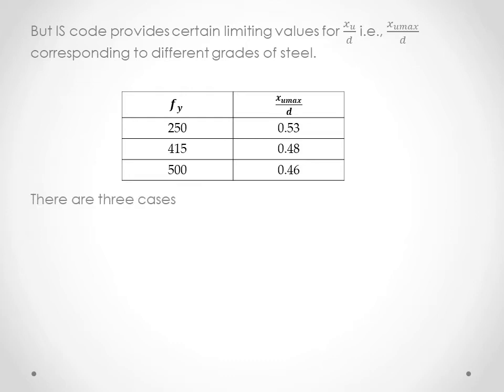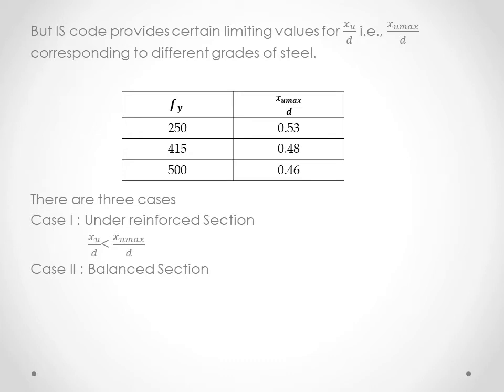Now there are three cases that we have to consider when you analyze the section of a beam. The first case is the under reinforced section. It will be based on these ratios. In the under reinforced section, the condition is that XU by D should be less than XU max by D. Case 2 is the balanced section. If under reinforced is less, balanced means it should be equal, right? So XU by D is equal to XU max by D is the condition for a balanced section. And case 3, the over reinforced section, means XU by D should be greater than XU max by D.